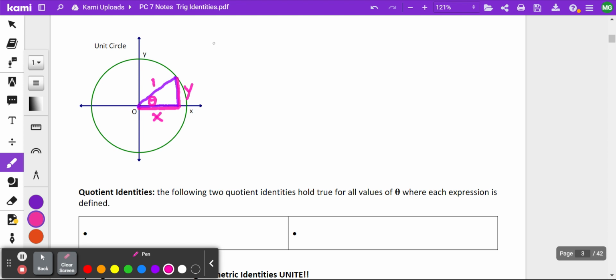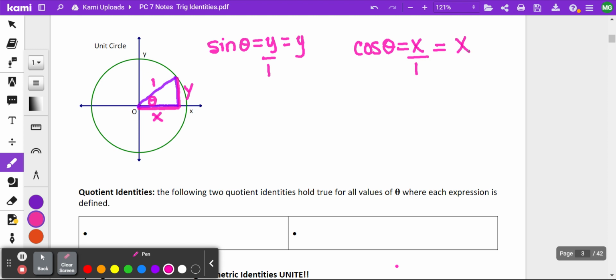So we know from SOHCAHTOA that the sine of theta equals opposite, which is y, over the hypotenuse, which is 1, which just really means that the sine of theta equals y. And the cosine of theta equals the adjacent, which is x, over 1. So what we really know is that the cosine of theta equals x.